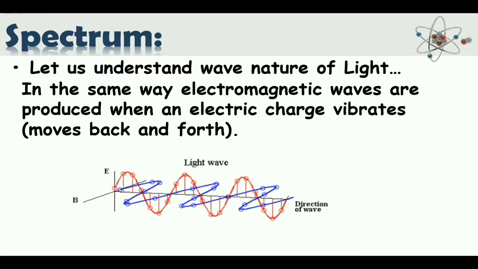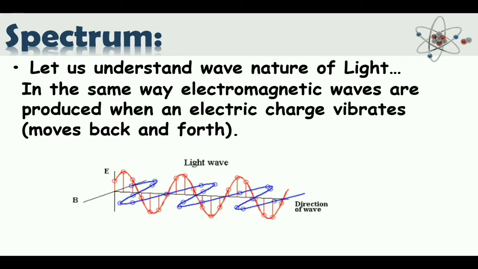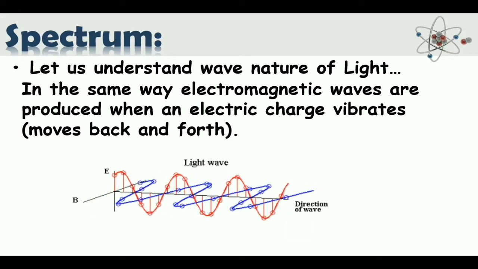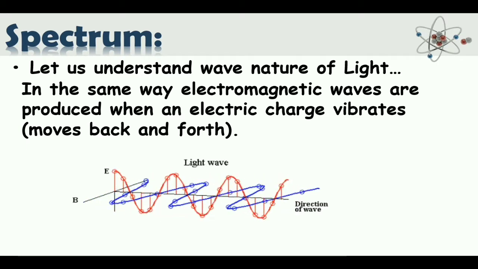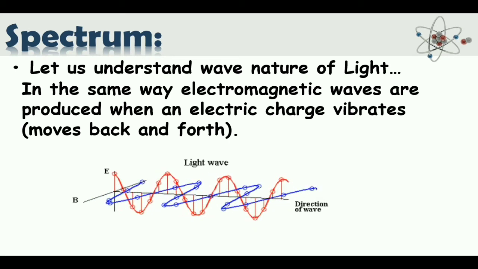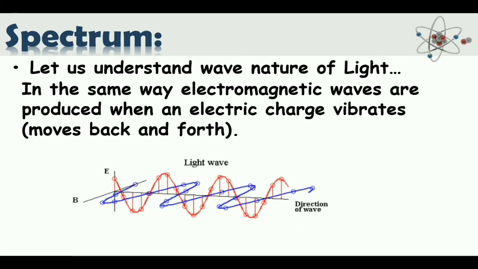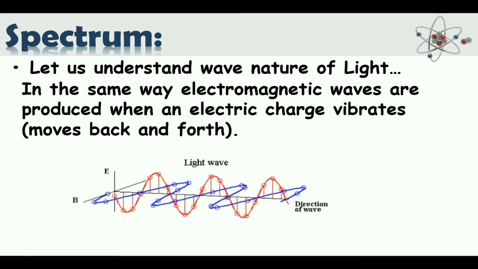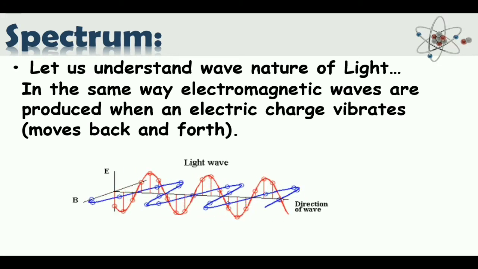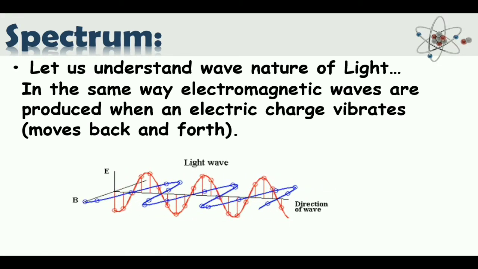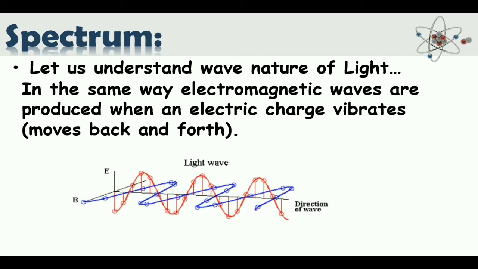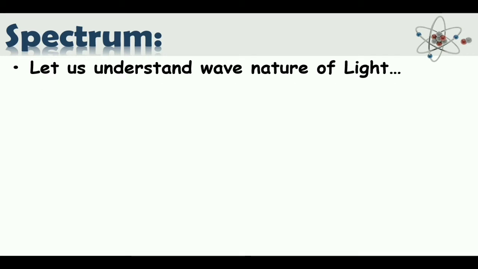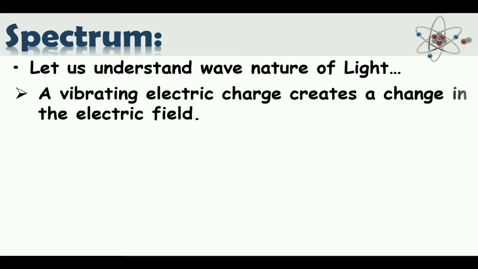Here you can see one blue color wave and one red color wave passing. The blue color wave indicates the magnetic field and the red color wave indicates the electric field. So these waves are two energy fields, electrical energy and magnetic energy, and their directions are perpendicular to each other. This is known as an electromagnetic wave.